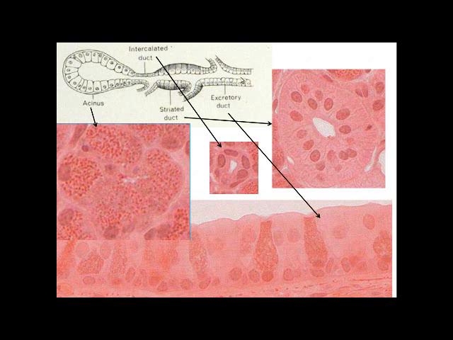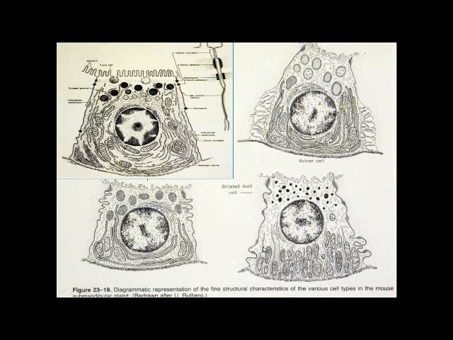Usually excretory ducts start out as simple cuboidal, and then they go to simple columnar, and then they go stratified columnar, as you see here. There are some cells at the base, but these are columnar cells at the top. Some of them are just regular columnar cells of a duct. Some of them are actually goblet cells as well.